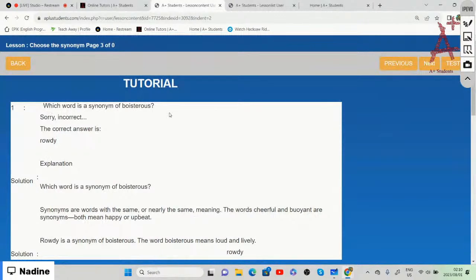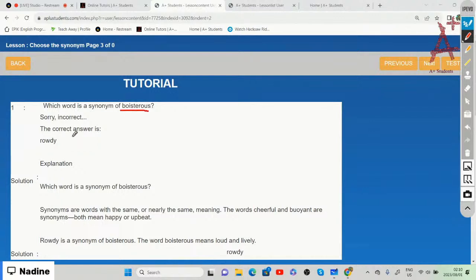Which word is a synonym of boisterous? If something is boisterous, then it means that it is rowdy. So the synonym of boisterous, we said, is rowdy. And boisterous means loud and lively. That is boisterous. Loud and lively.